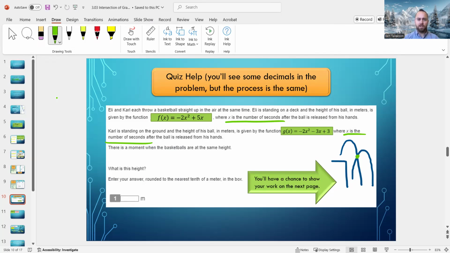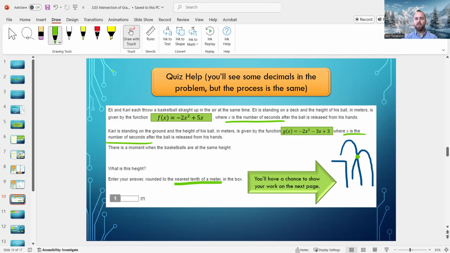And there is a moment, like I said, when the basketballs are at the exact same height. That's that green dot. That's our solution. So what is the height? You're going to be asked to enter your answer rounded to the nearest tenth of a meter. Nearest tenth.